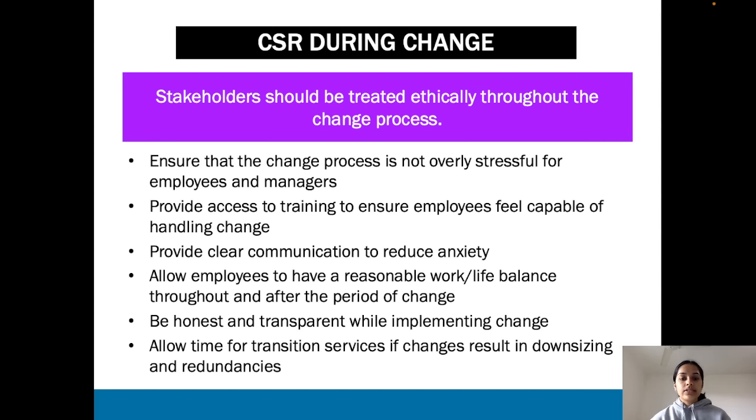They could also look at ensuring that employees have a reasonable work-life balance throughout and after the period of change. So maybe offering more flexibility and some support in that sense. Also being honest and transparent while implementing the change, and also allowing time for transition services if change results in downsizing and redundancy. So transition services is basically offering a service where the business supports employees in finding another role or another job, so that they can still continue earning an income despite being made redundant from that business.